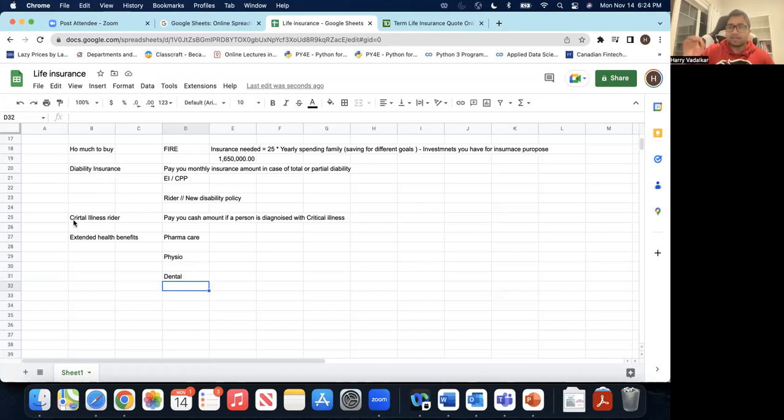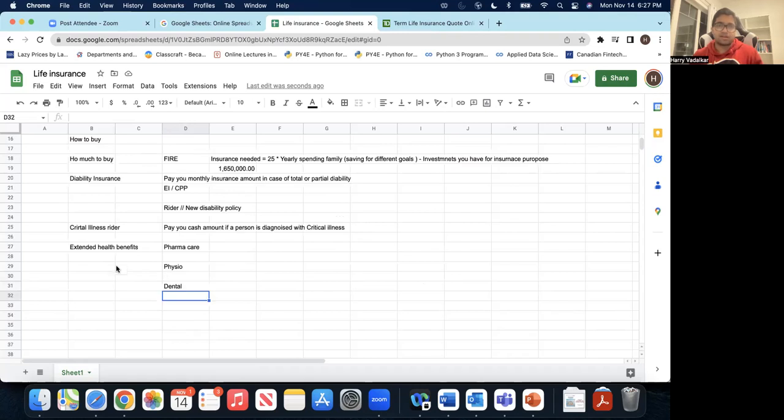Critical illness rider: get diagnosed with a critical illness, the insurance company will pay you a big lump sum cash amount to deal with that critical illness. Extended health benefit, generally available from your employer, covers pharmacare, that is prescription medicines. They cover the cost of that. Physios and chiropractors and massage therapists, they have some X number of visits free. And finally, they cover dental. If you are a retired person, you have to buy this separately because the employer would not be there to provide it.